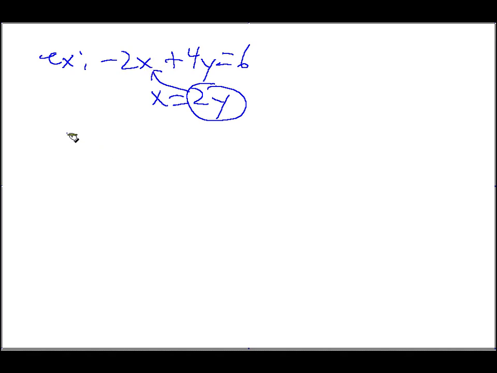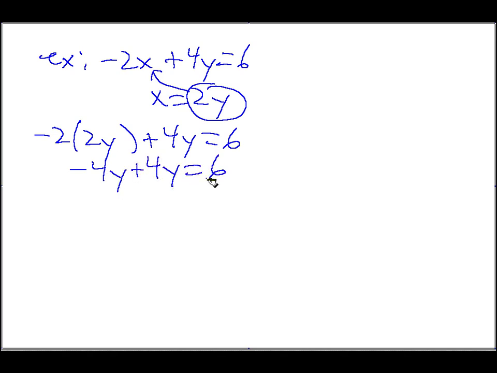So the first equation becomes negative 2 times 2y, because that's what x is in the second equation, plus 4y equal to 6. Let's simplify that. Negative 2 times 2y is negative 4y, plus 4y is equal to 6. The 4y's cancel out, so I get 0 is equal to 6.